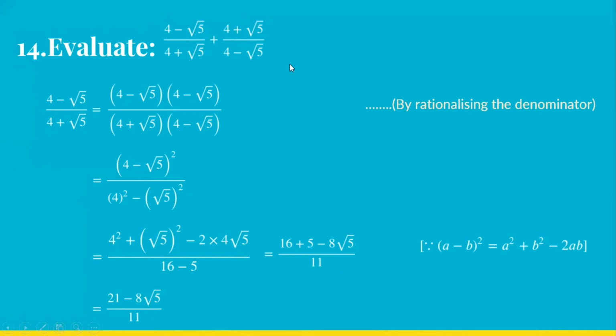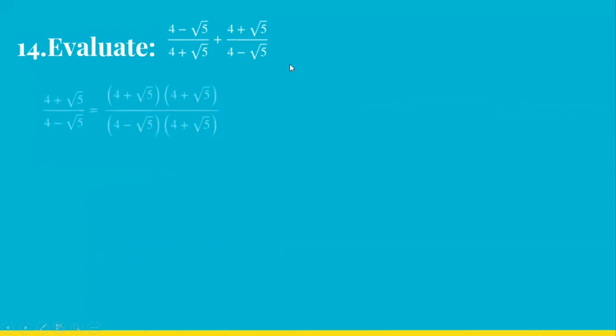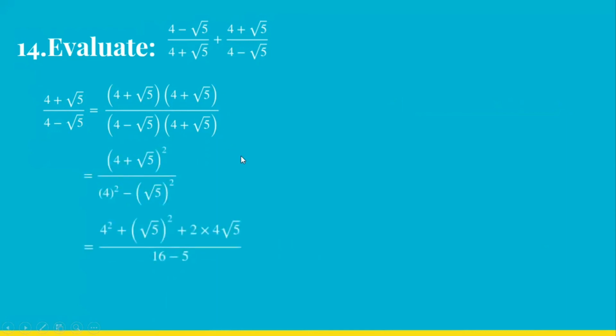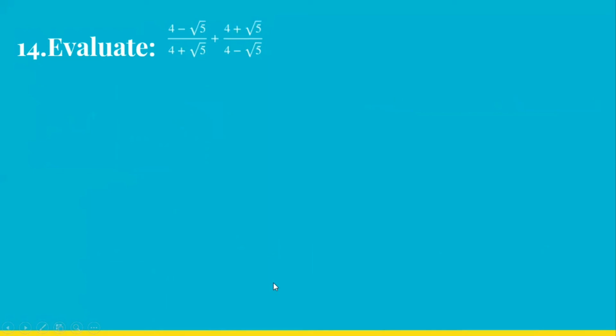So let us rationalize the second part. Rationalizing the second part again, the rationalizing factor is 4 plus root 5. In the numerator we have a plus b the whole square. In the denominator we have a minus b into a plus b, which is a square minus b square. So expanding a square plus b square plus 2ab, you get 16 plus 5 plus 8 root 5 upon 11, which is 21 plus 8 root 5 upon 11. Now let us put the values here.